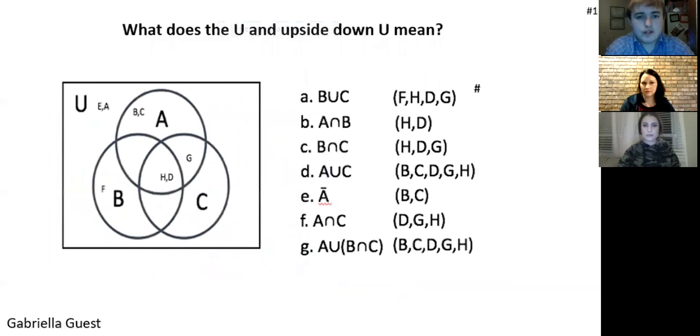Okay, what does the U and upside down U mean? The U stands for union, which represents a collection of sets, with the set of all distinct elements that are in any of these sets, and the upside down U just represents an intersection between two.